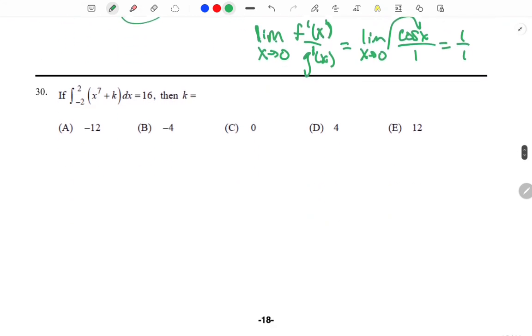All right, and then we have the integral from -2 to 2 of x to the 7th plus k is equal to 16. So we've got to be careful on this one because we have this plus k. So the integral of x to the 7th is x to the 8th over 8 plus kx from -2 to 2. And we know that answer gives us 16. This is going to be 2 to the 8. Right? 2 to the 8 is 2, 4, 8, 16, 32, 64, 128, 256 over 8.